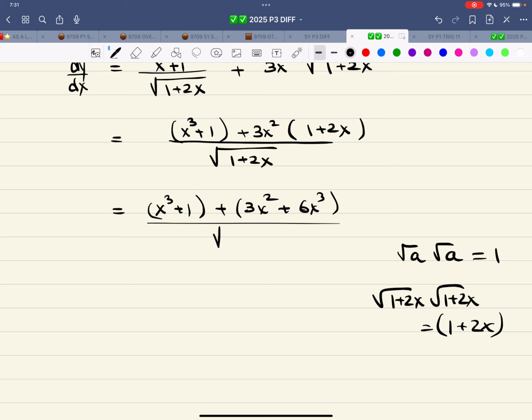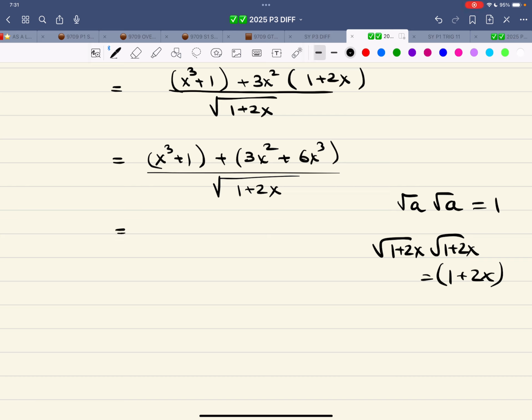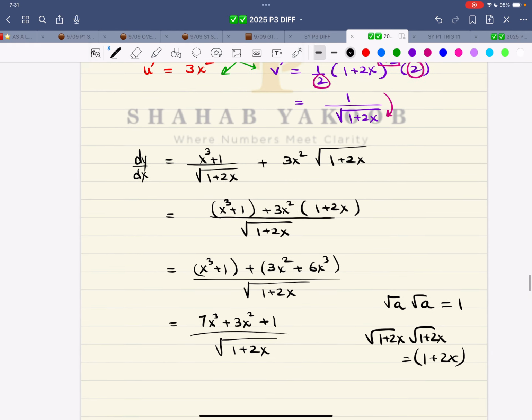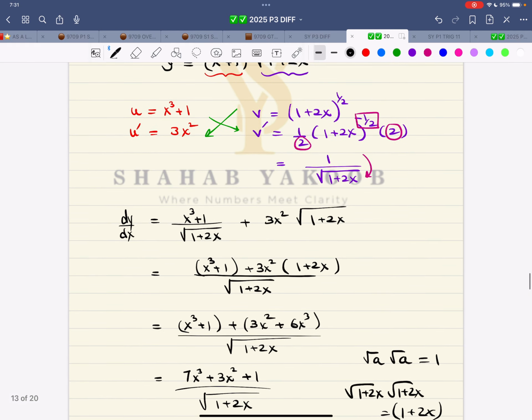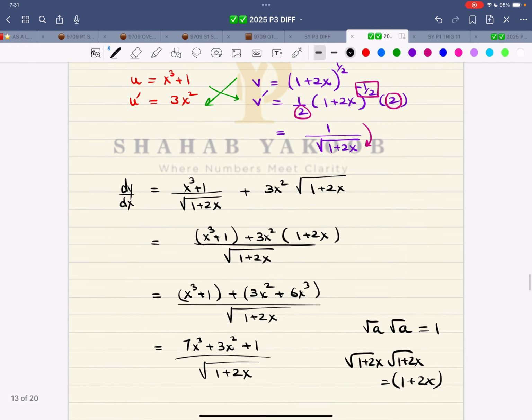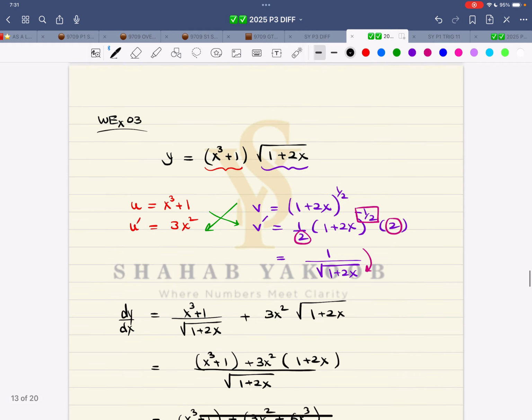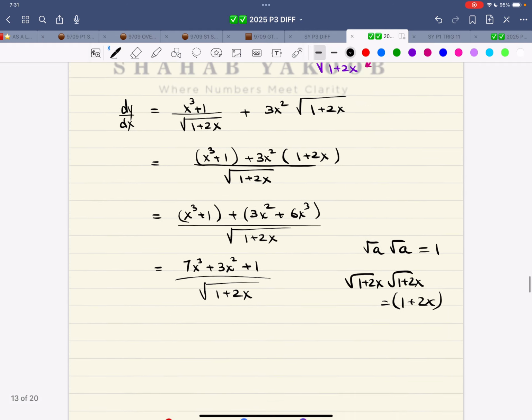Divided by square root 1 plus 2x. And therefore this is x cube, and this thing 7x cube, 3x square plus 1 over square root 1 plus 2x. So have a good look at this. The thing special in this one was the involvement of surds. So now 3 examples are good enough.